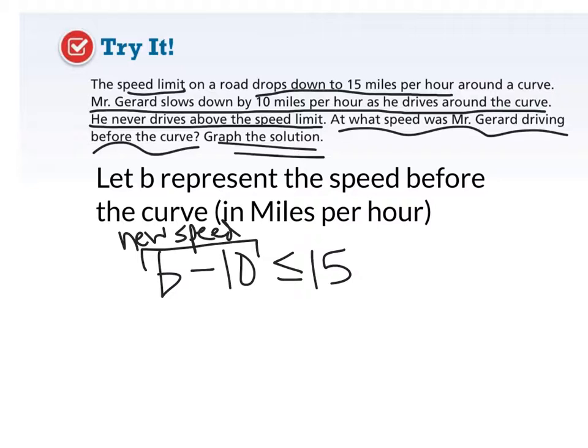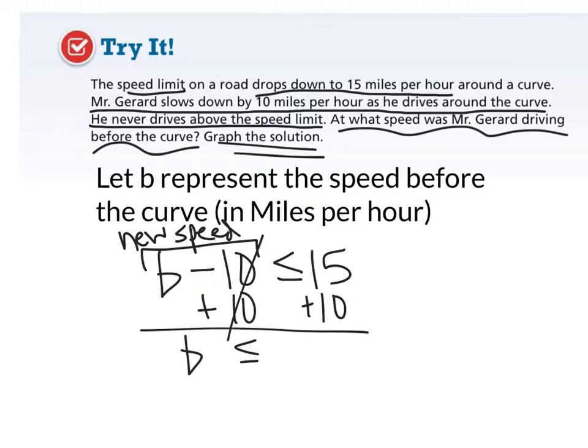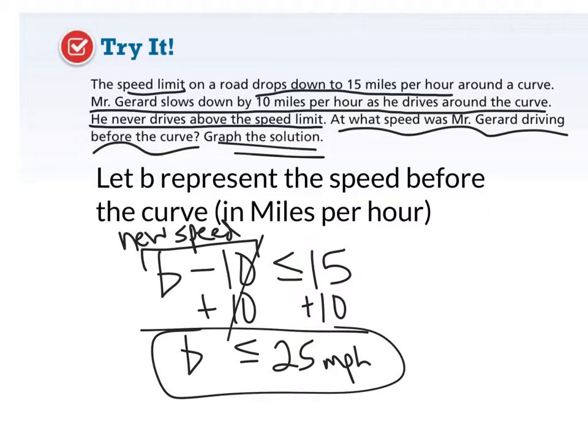So then to solve the inequality, since they're subtracting 10, we can add 10 on both sides. And 15 plus 10 would be 25. So before the curve, he was going less than or equal to 25 miles per hour.